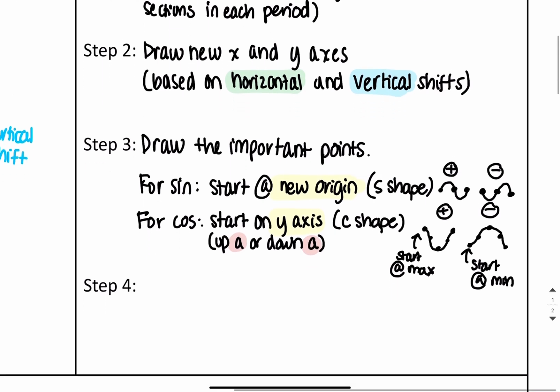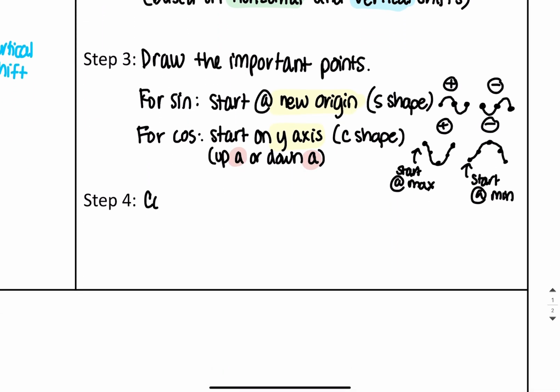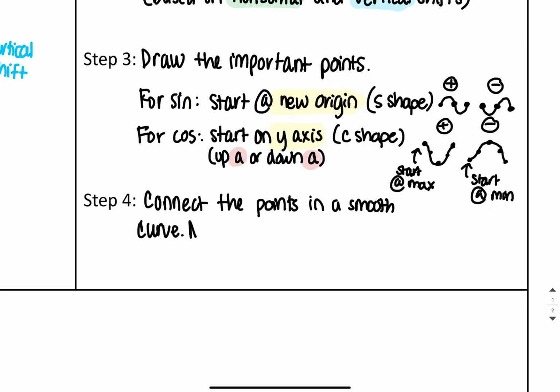And then the last step is going to be to connect the points in a smooth curve, and make sure to include 2 periods.